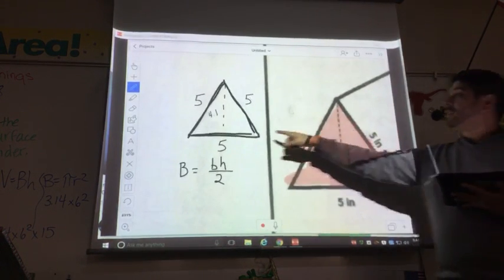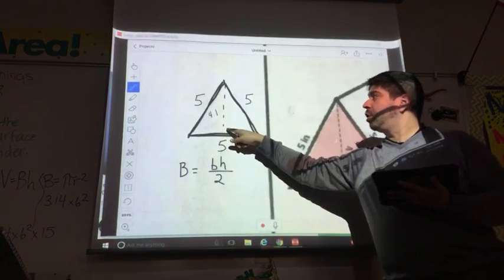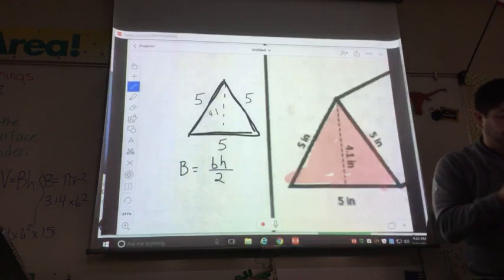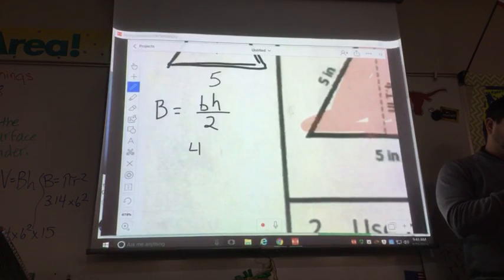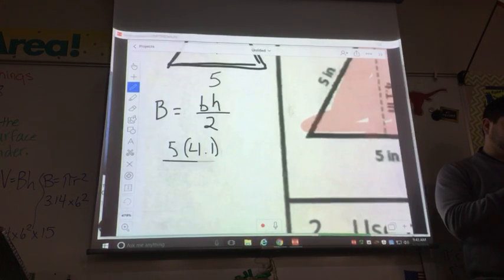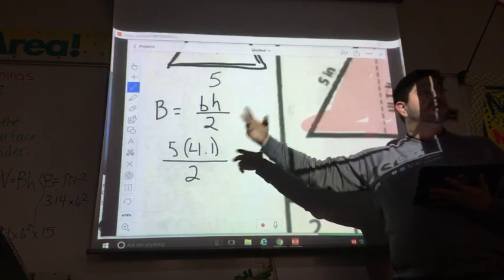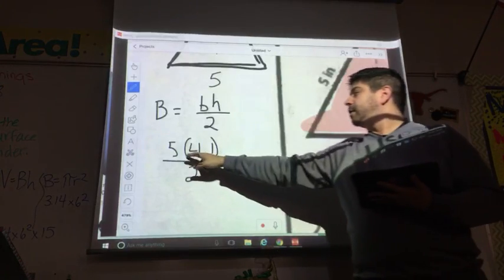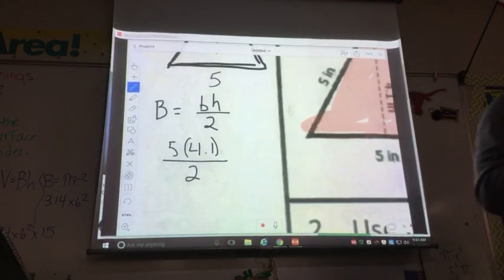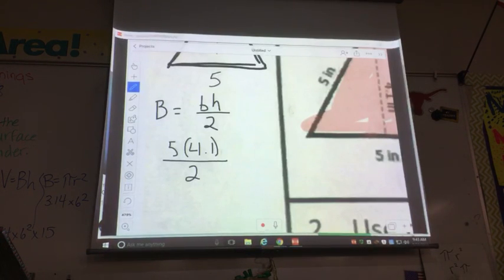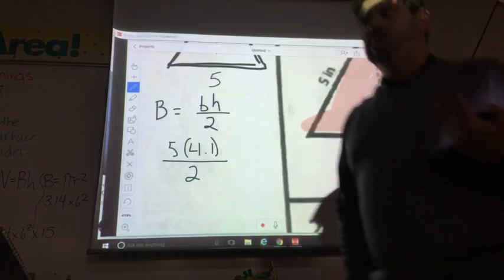So my base is 5. How tall is this triangle? 4.1. So we're going to put 4.1 times 5, and then divided by 2. So in your calculators, put it just like this, or you can just say 5 times 4.1 times 1/2, however you want to do it, okay? But go ahead and do that. Put it in your calculator so we can find out what the area of the base is. Divided by 2. 10 point what?